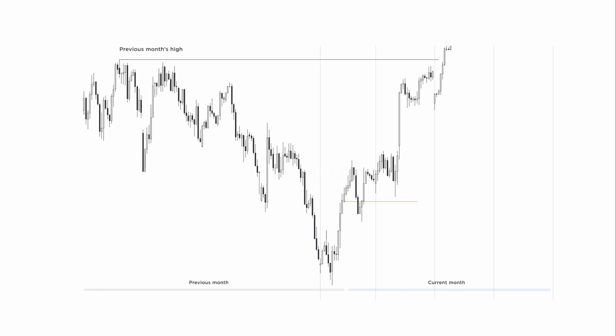If you train your eyes accordingly, you can see this is a very clear market maker model. And that is what I mean by referencing price external to the current range, right? So again, just to repeat, we have the current month at the bottom, denoted by that blue box. And then to the left of that, we have the previous month denoted by the gray box.